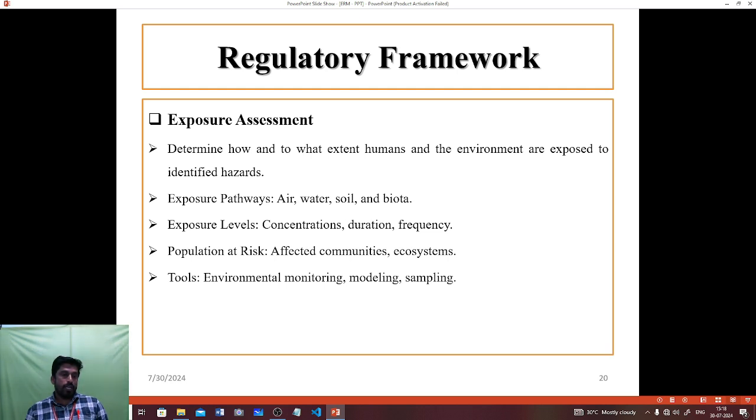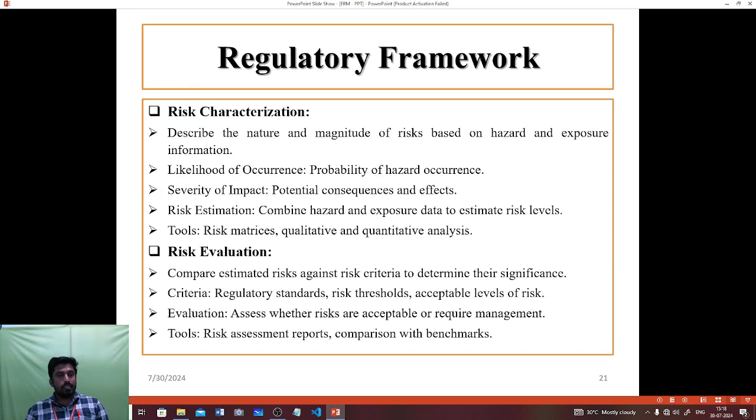And we carry out the exposure assessment using tools like monitoring, modeling and sampling of previous data collections. So we are monitoring the exposure. The next one is risk characterization. It is the nature and magnitude of risk based on the hazard and exposure information. From the hazard and exposure information, we find or describe the nature and magnitude of the risk.